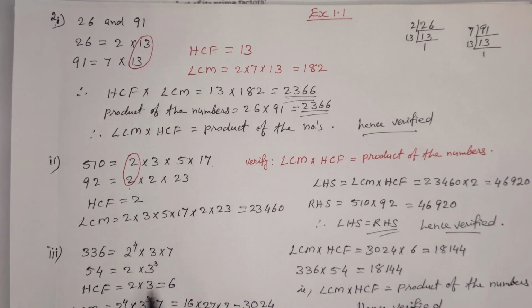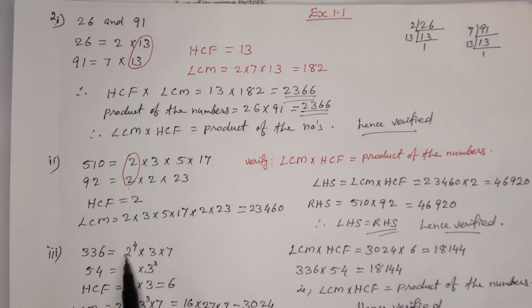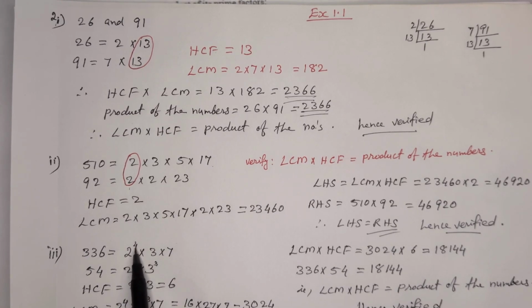2 into 3 is 6. In the case of LCM, we take the highest power. Here 2 raised to 4. So for the LCM, 2 raised to 4, 3 cube, then the remaining number, that is 7. 2 raised to 4 is 16, 3 cube is 27, into 7 is equal to 3024.